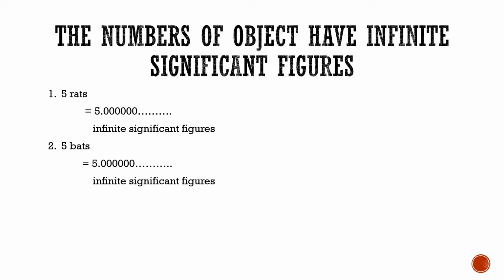So whenever we are talking about objects, the number for that object will always have infinite significant figures. Similarly, with five bats, the number 5.000 has an infinite number of significant figures. So we have to keep in mind that whenever we talk about objects, the number for that object will always have infinite significant figures. This is very important. So these are the 5 rules for defining the number of significant figures in any data. You have to remember and understand these rules to define the number of significant figures in any data.